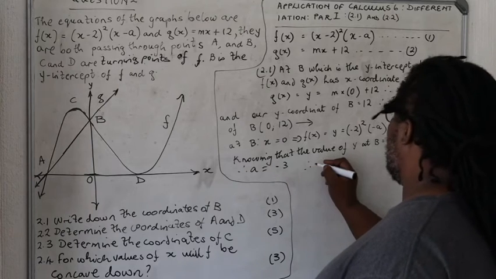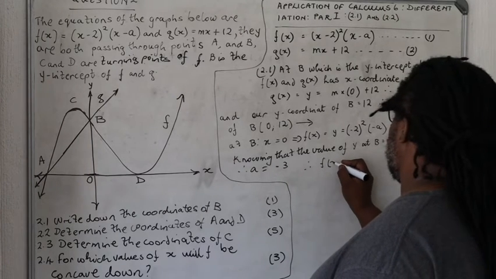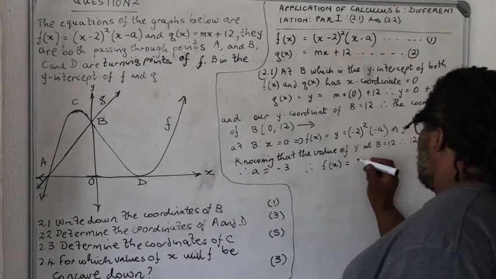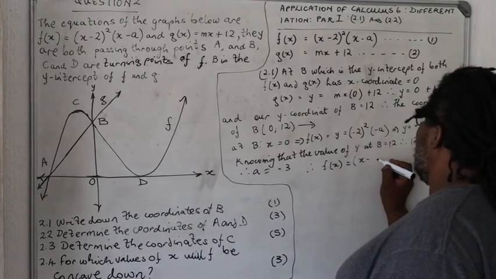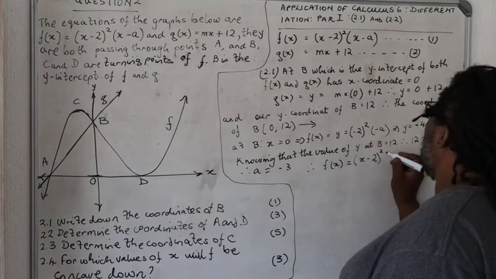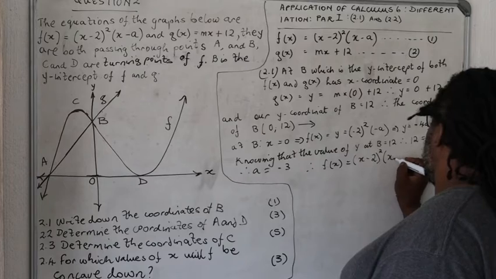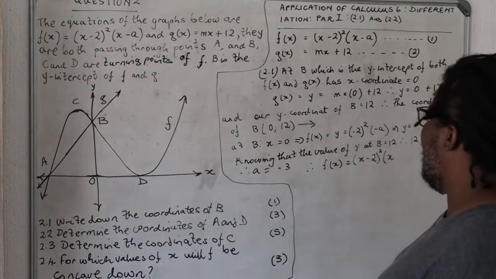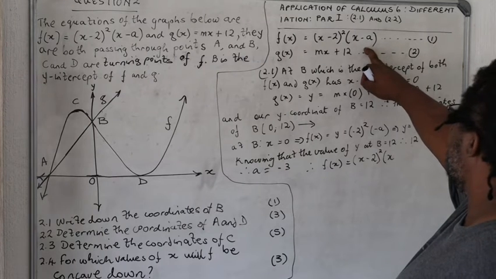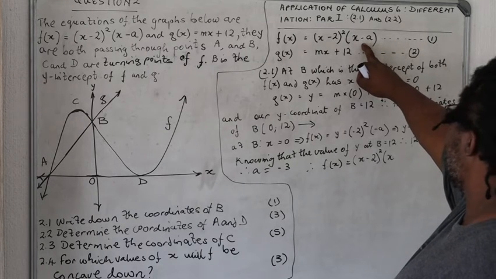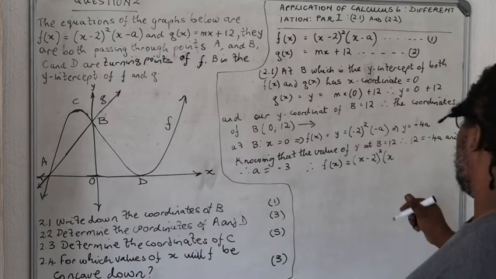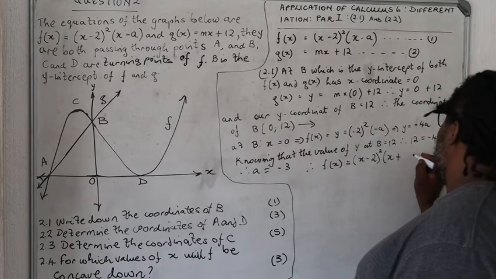And therefore, f(x) is in general equal to (x minus 2) bracket squared multiplied by x, and we substitute for the value of a, which is minus 3, so it's minus a, it's minus multiplied by minus 3, which is the value of a, and that gives us a plus 3.